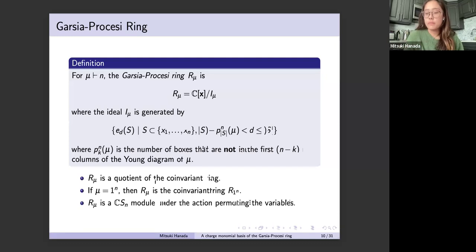So before I continue, the buildup that's going on here is we have our coinvariant picture. We now have these quotients, Garsia-Procesi. Can we find monomial bases of the Garsia-Procesi ring using the stuff we already know about the bigger space, the coinvariant ring?